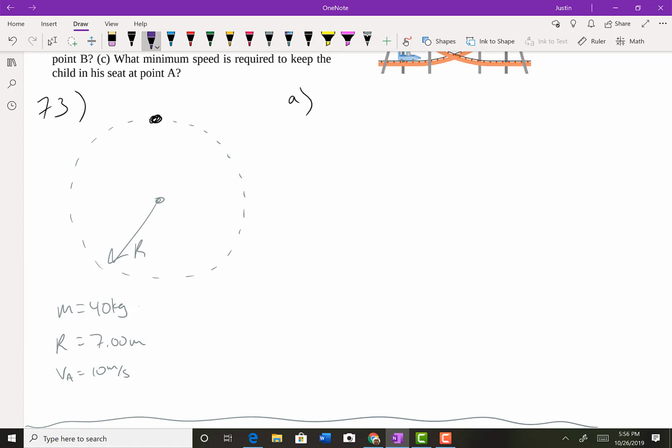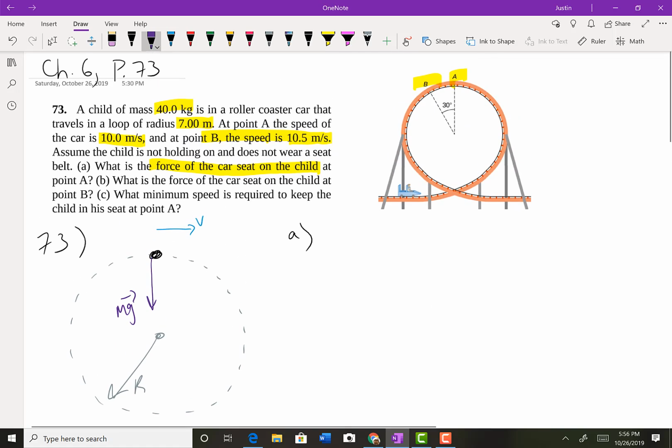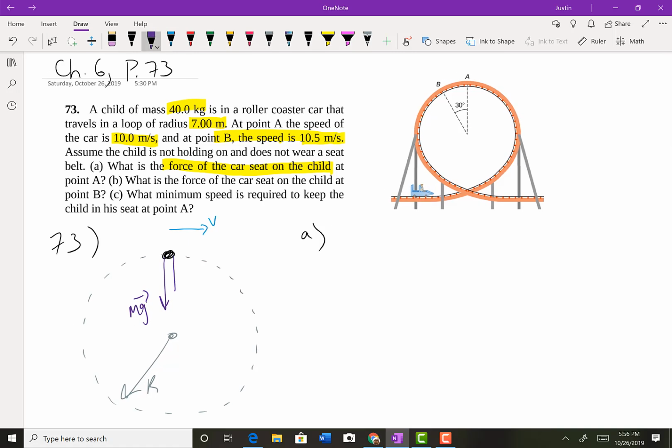So I'm going to draw a free body diagram here. The child's moving this way with a speed of 10 meters per second. I need to draw what forces are acting here. Obviously there's the weight of the child, mg, pointing downward. And then, what's the force from the seat on the child? The car is going to be like this, and the force from the seat on the child pushes the child down that way. That's essentially the normal force. So I'm going to say it points downward, some normal force. I don't know if it's bigger or smaller than mg, but now we're going to calculate it.